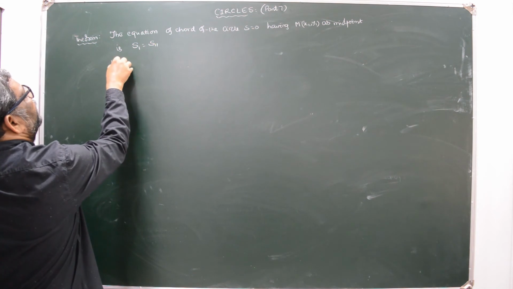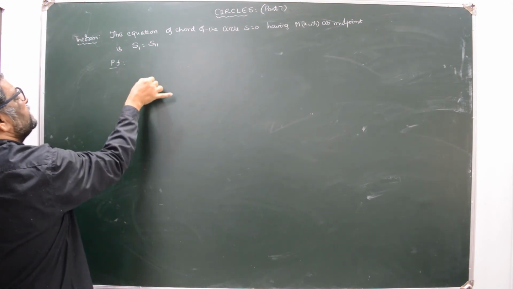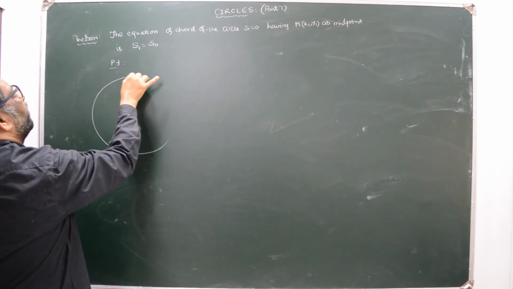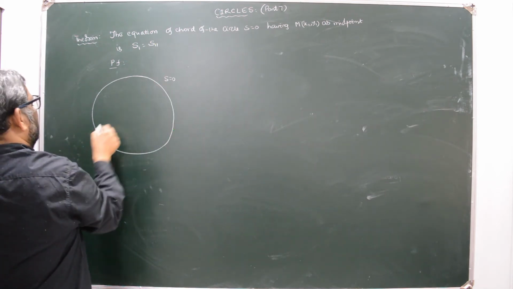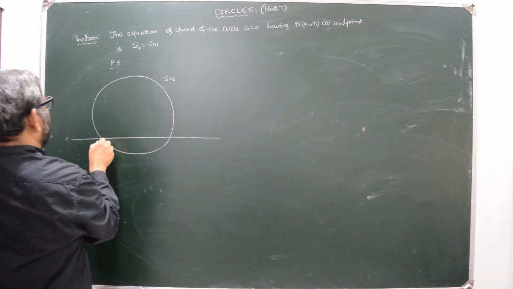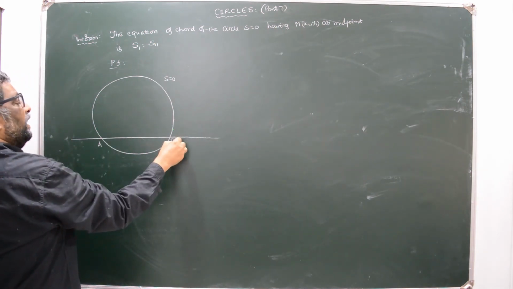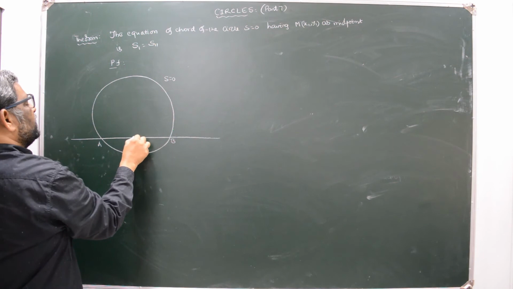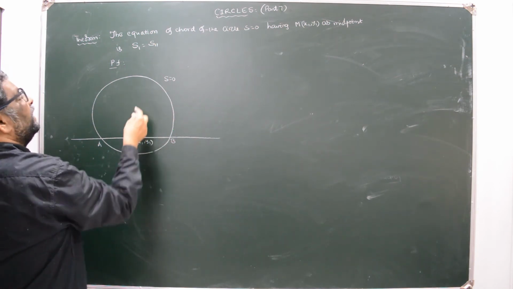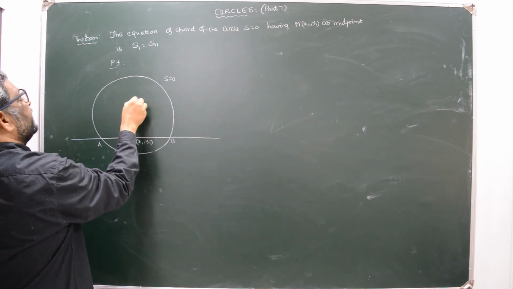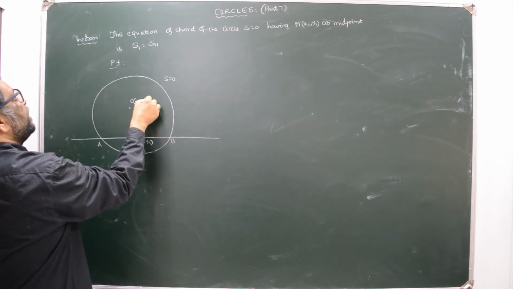Let us see. I will consider a circle. This circle is S equal to 0. Let this be the chord AB. It is said that the midpoint of this chord is given. Let me call it M(x1, y1). Let this be the center of the circle C(-g, -f).